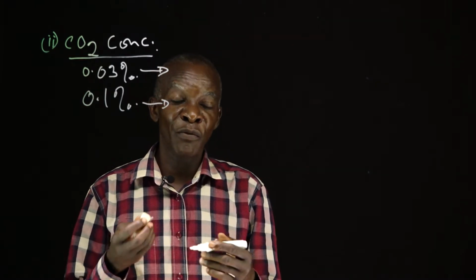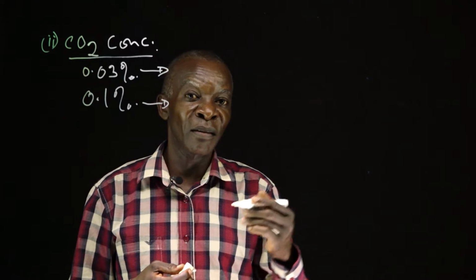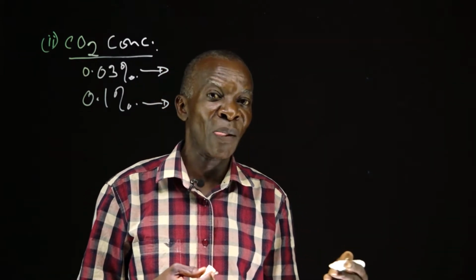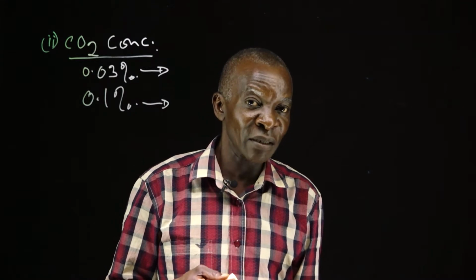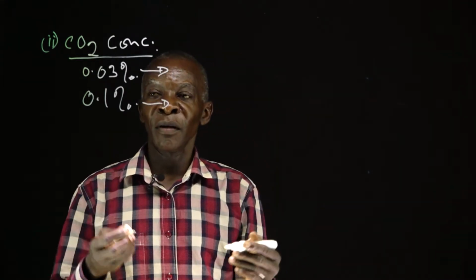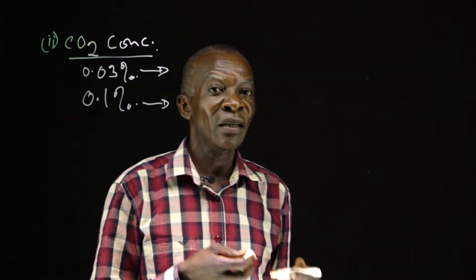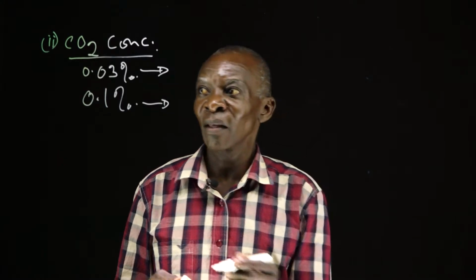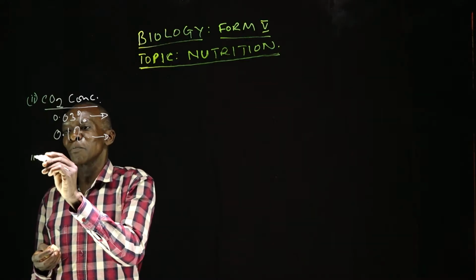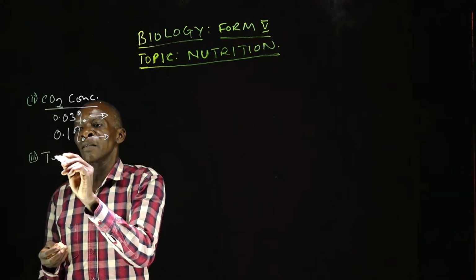So as the concentration of carbon dioxide increases from 0.03%, the rate of photosynthesis is also increasing. However, above 0.1%, the concentration of carbon dioxide will have a detrimental effect on the plant and photosynthesis will cease altogether. Another factor, the third one, is temperature.